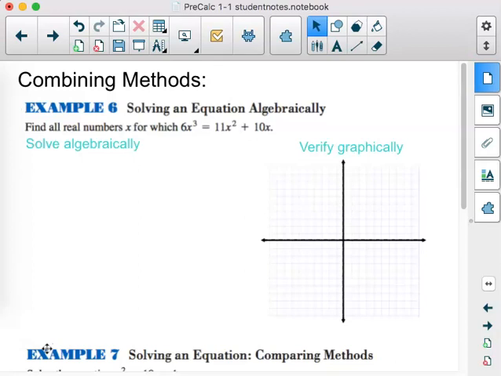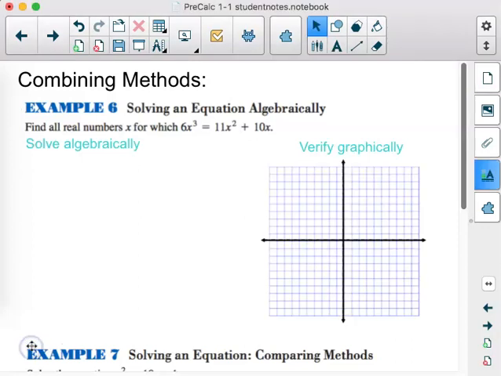So this one says let's combine some methods. We're going to solve an equation algebraically, and then we're going to verify that piece graphically. And I'm going to go ahead and darken that graph. It's just too light. All right, so what we want to do is just the math that we have known for a long time, which would be to solve this algebraically.